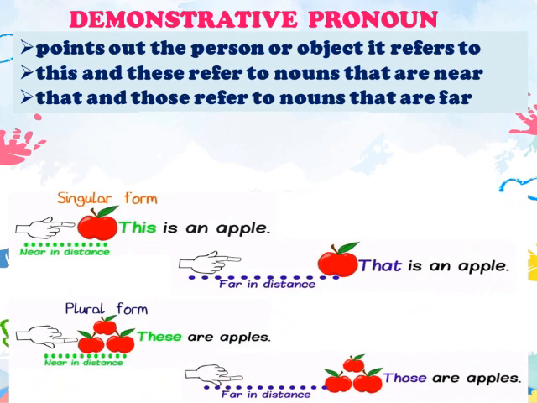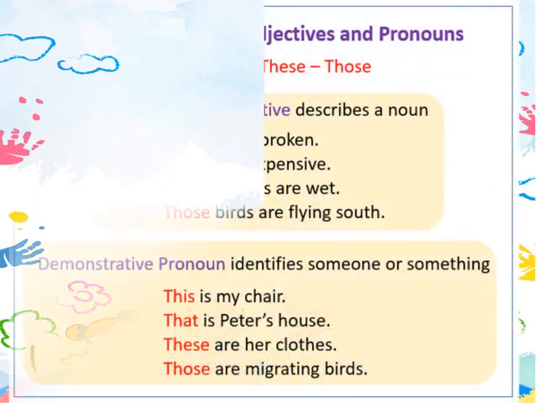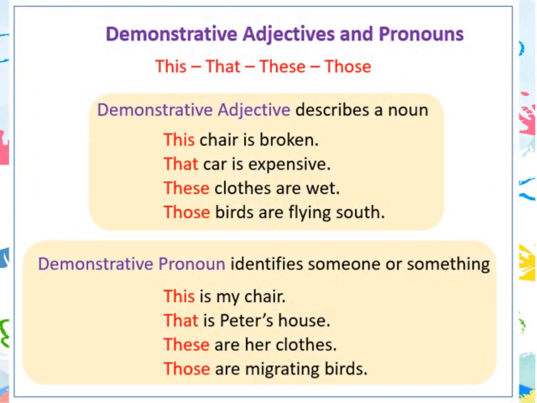Let us do a few sentences for better clarity. This is an apple, that is an apple. These are apples and those are apples. On the basis of their distance and number, we have used different demonstrative pronouns. No doubt, we use the same words, this, that, these, those, in demonstrative adjectives as well as demonstrative pronouns. But they are different. Let's find out the difference.